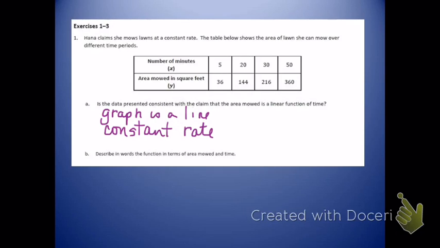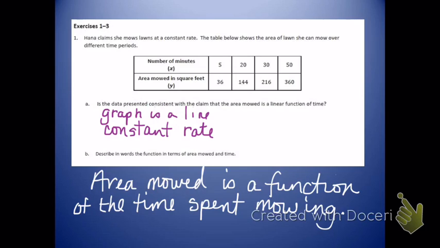So the way we'd want to say that is the area mowed is a function of the time spent mowing. Notice that when you write these statements, you're always going to have "is a function of" in the middle. So the area mowed, the dependent variable, is a function of the independent variable, time spent mowing. That's going to be the pattern for stating these functions.